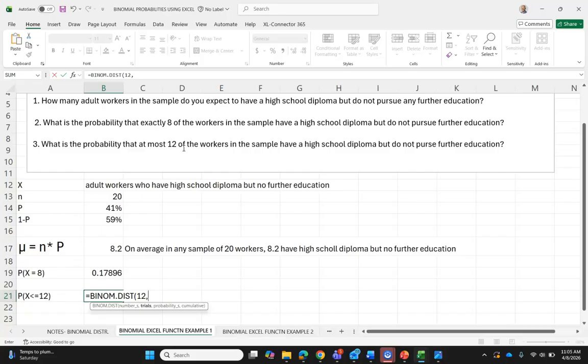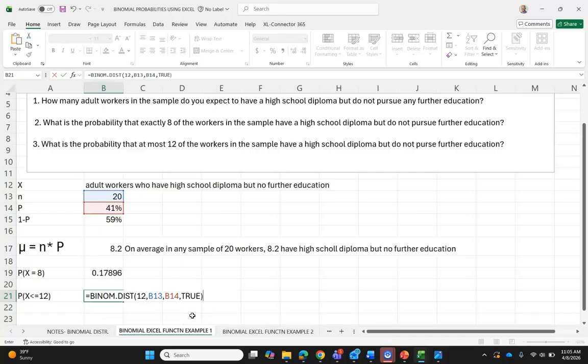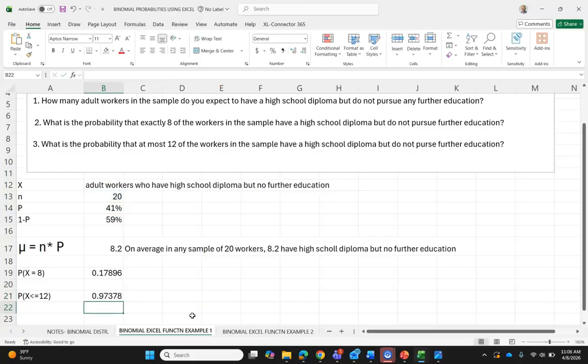And then the number of trials are the same, which is 20, put comma, and then probability of success, which is 41%, and then put comma, and then cumulative. So this is not false because it's not exact, but it is true. It is cumulative. So I'm going to click there and close the bracket.